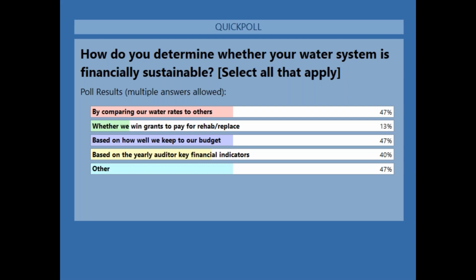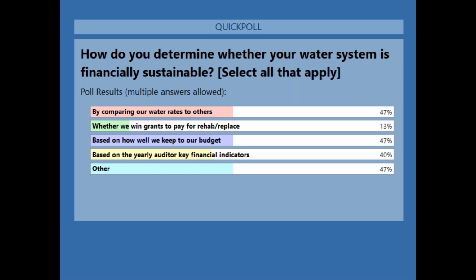The budget question is a good one. Obviously everybody should be tracking their budget and trying to keep to their budget. The key part here is, for financial sustainability, your budget needs to be very accurate and needs to be inclusive of all the types of expenses that you should be encumbering.